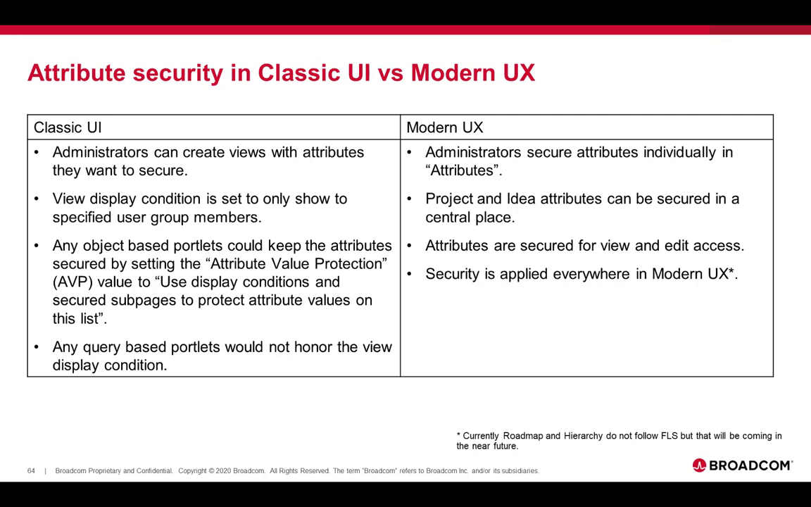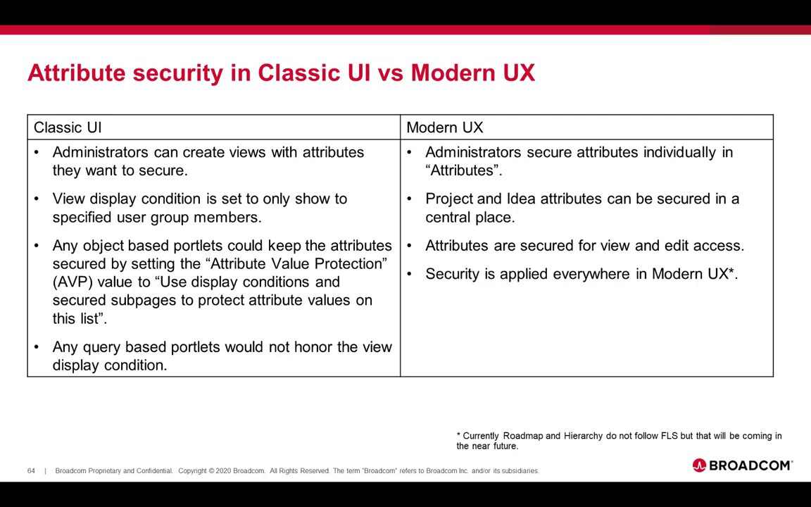In the modern user experience, administrators secure attributes individually in the attributes section. Project and idea attributes, as well as custom investment attributes now, can be secured in a central place. Attributes are secured for view and edit access, and security is applied everywhere in the modern UX, except roadmaps and hierarchy for now. But what we mean by that is it's enforced in the grid list view, in the flyout, in the filtering, and in the details pages.